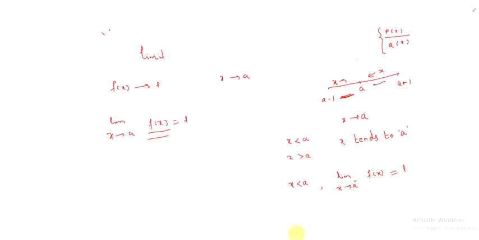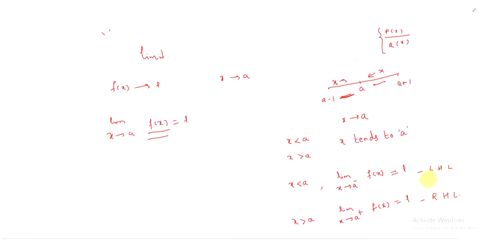And if x takes values greater than a, that is, in the second interval, then we write this limit in this way, and it is called the right hand limit, that is, limit x tends to a plus of f of x is equal to L. This limit is called the left hand limit, and this limit is called the right hand limit.